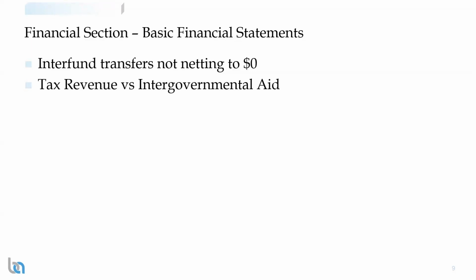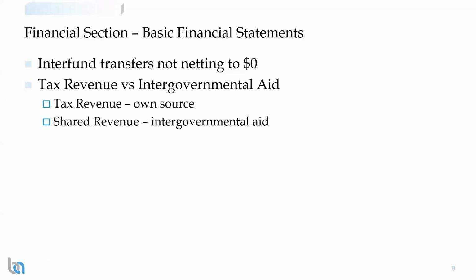Another error is miscategorization of certain types of revenues. Not all taxes are reported as tax revenues. You may have certain types of shared governmental revenues. Those are intergovernmental aid, so they shouldn't be reported as tax revenues. Tax revenue is your own source, something that the city or your government has levied, versus a shared revenue where you get a share of the pie.